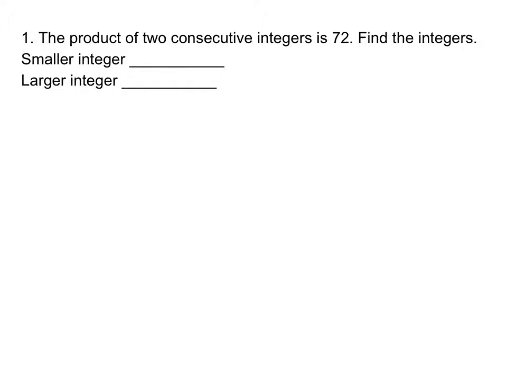Number 1, the product of 2 consecutive integers is 72. Consecutive integers, these are, for an example, 5, 6, 7. Those would be consecutive integers. And they differ by 1. So from 5 to 6, you're just adding 1. From 6 to 7, you're adding 1.